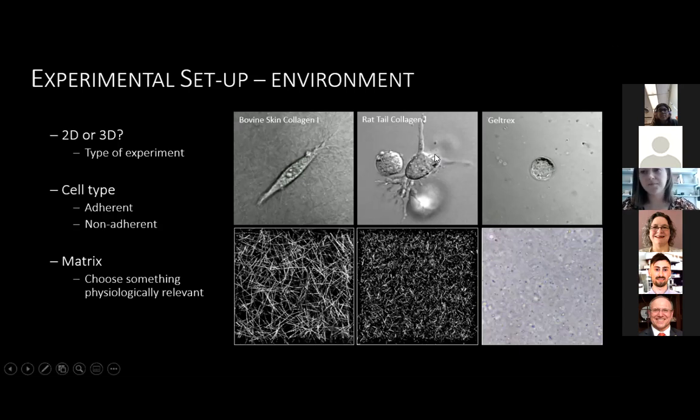So if you have mouse cells, it would probably make the most sense for you to embed them in rat tail collagen because they're both rodents. But a lot of people use bovine collagen because it's so easily manipulated and easy to work with.